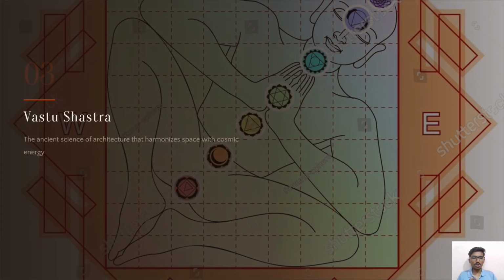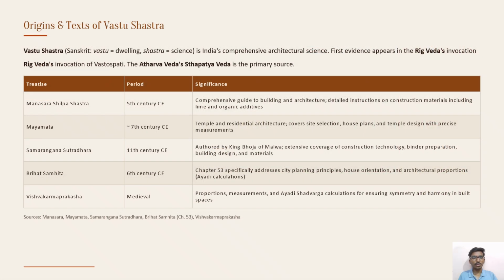Coming to Vastu Shastra, the ancient science of architecture that harmonizes space with cosmic energy. Origin texts of Vastu Shastra. Vastu is derived from Sanskrit, meaning dwelling, and Shastra is nothing but science. It is India's comprehensive architectural science.